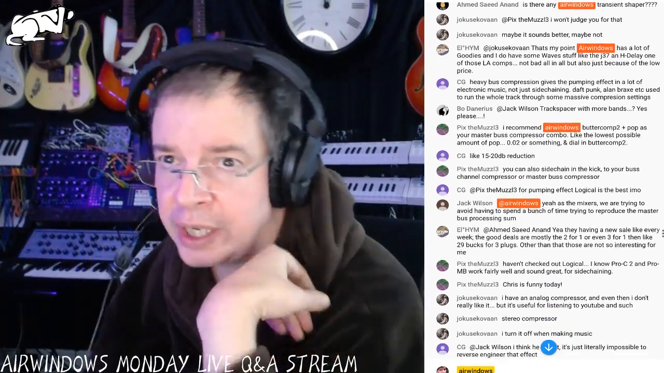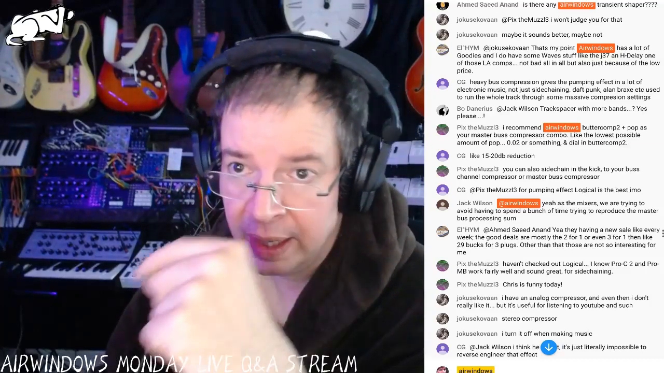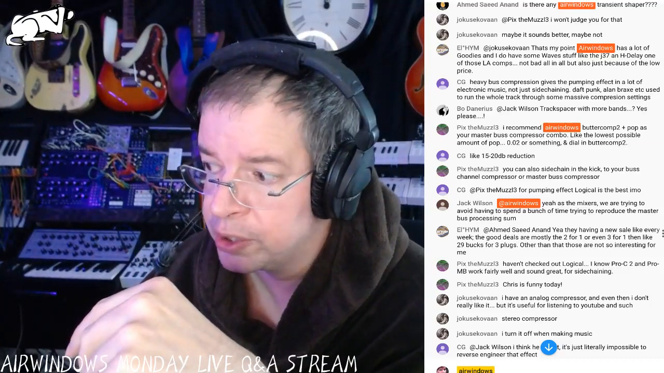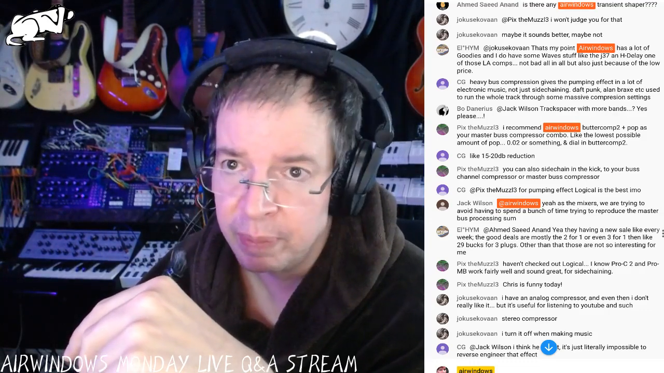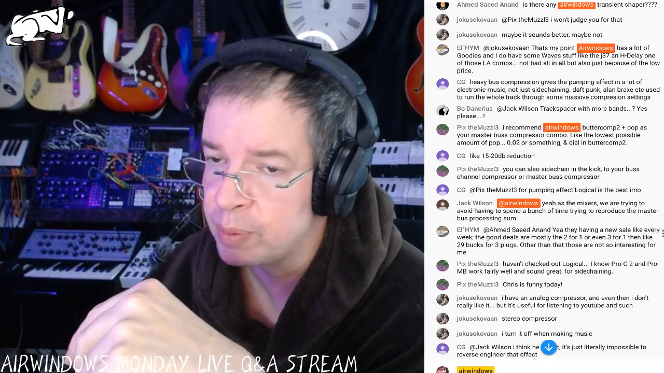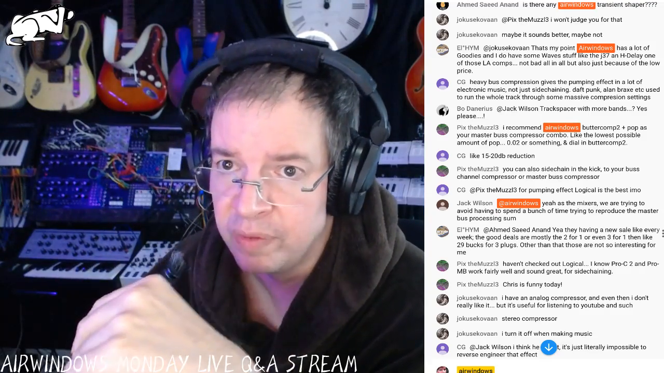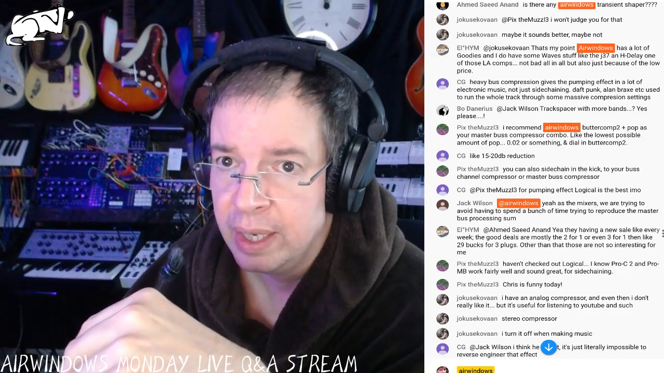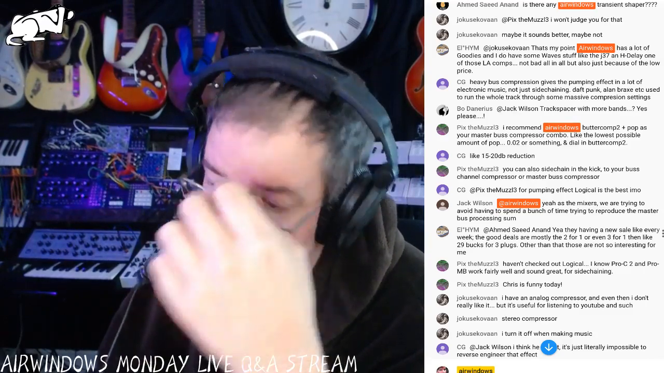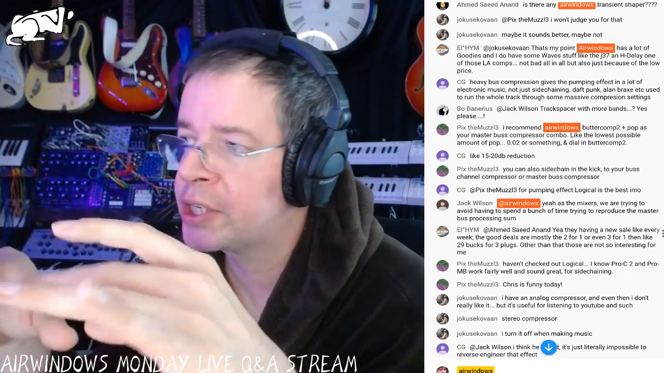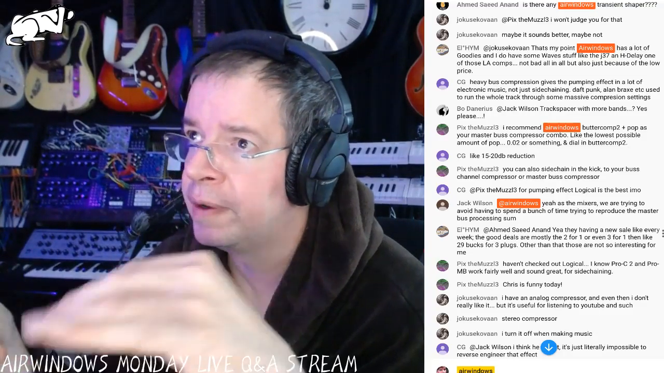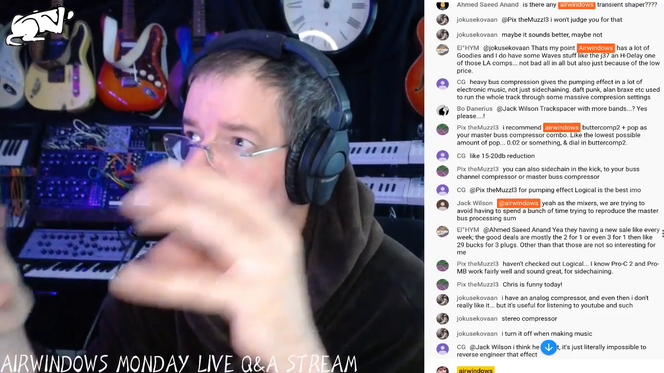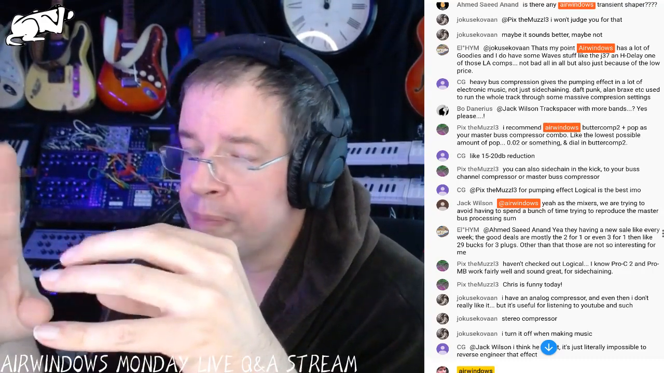Heavy bus compression, yep. Buttercomp is a weird choice for bus compression, especially if you're looking for pumping, because it simply won't do it. It's almost more like an automatic gain control. Very subtle, that one. And Pop is much more capable of doing that, but neither of those really go for the pumping and breathing kind of thing.